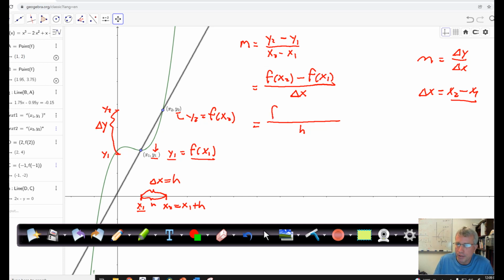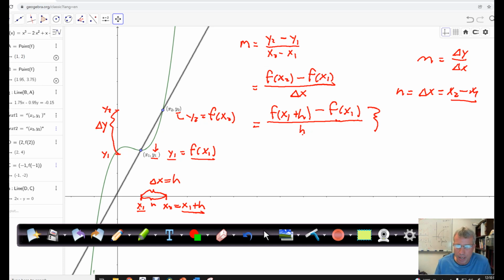So if I do that, I could actually replace x sub 2 with x sub 1 plus the distance between the two numbers, h, minus f of x sub 1. So this is still y sub 2 minus y sub 1 over h, where delta x is x sub 2 minus x sub 1. So this is still the slope of the secant line, just written in a different format.